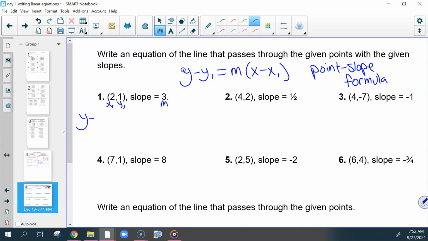Y minus y1 is 1 equals, our m is 3, in parentheses, x minus x1 is 2. From there, I'm going to get it in slope-intercept form by distributing. And I'm getting this one away from 1.